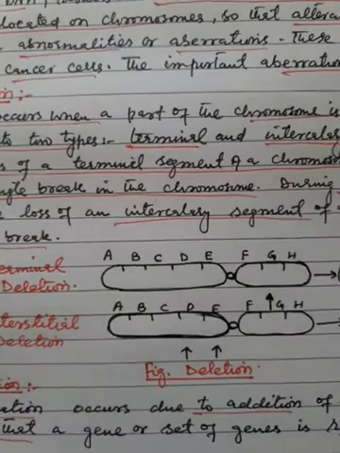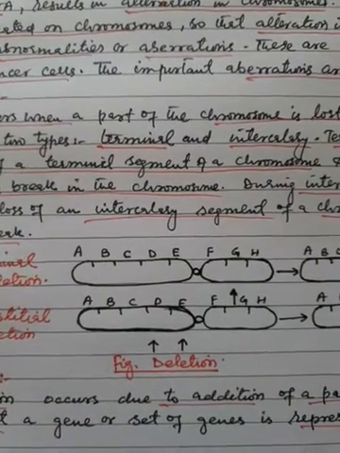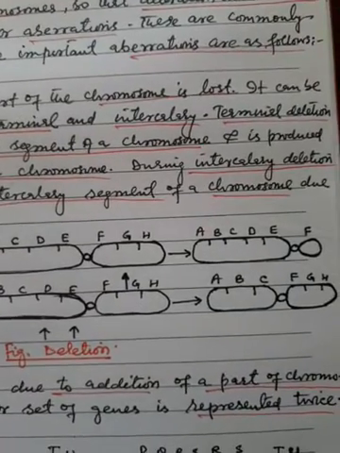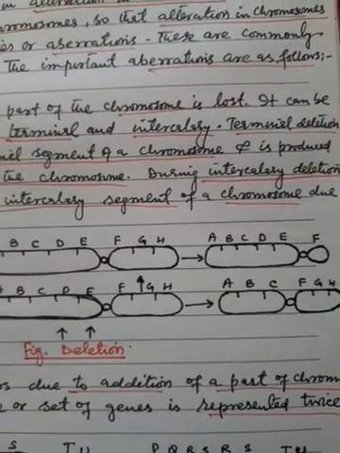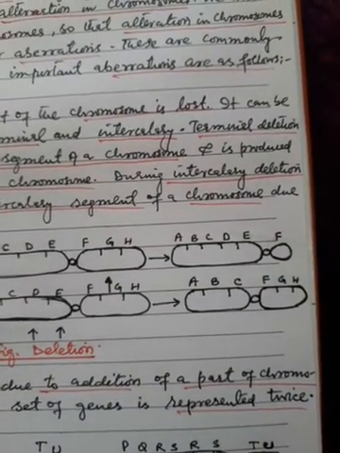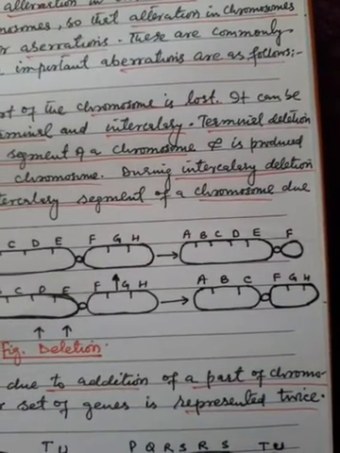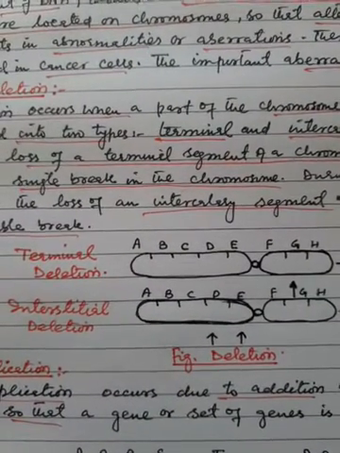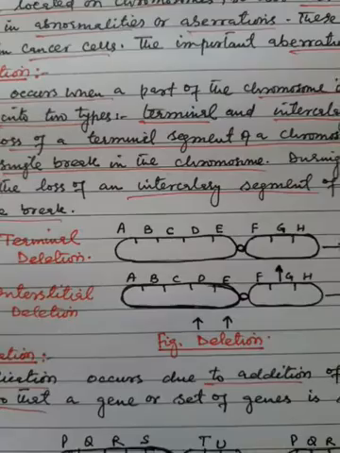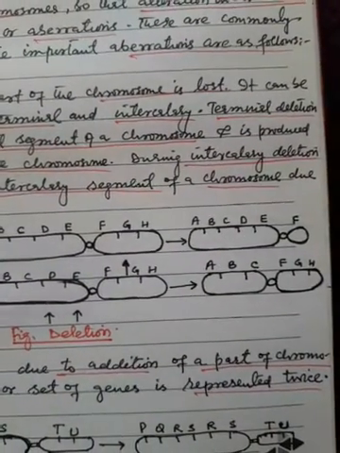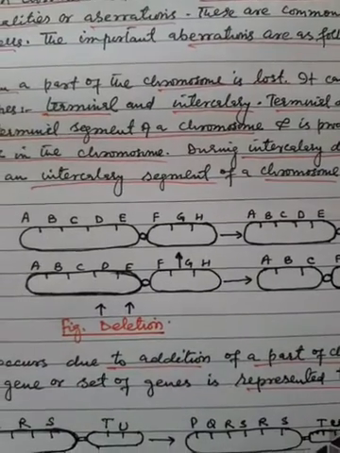This is the terminal deletion, wherein you can see the segments A, B, C, D, E, F, G, H. It provides A, B, C, D, E, and F, G is deleted there. H is also deleted there. In the interstitial or intercalary deletion, you can see for yourself in the given figure that it is showing the deletion.